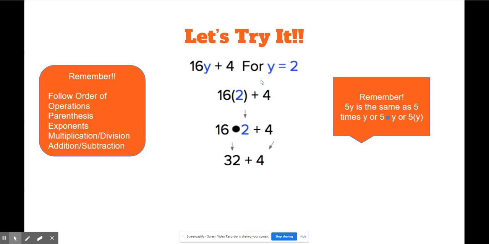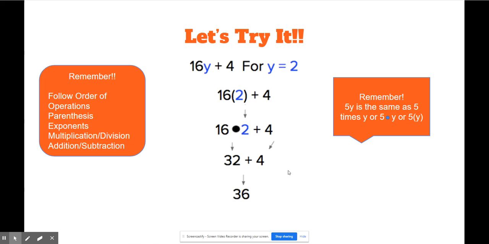All right. And the 4 is just constantly coming down. I am not changing the problem. I'm just carrying the 4 down with each step that I do. All right. So now because multiplication came before addition, I did 16 times 2. I got 32. Last step, 32 plus 4 gives us a 36. So when we evaluated this problem for y is equal to 2, we got 36.